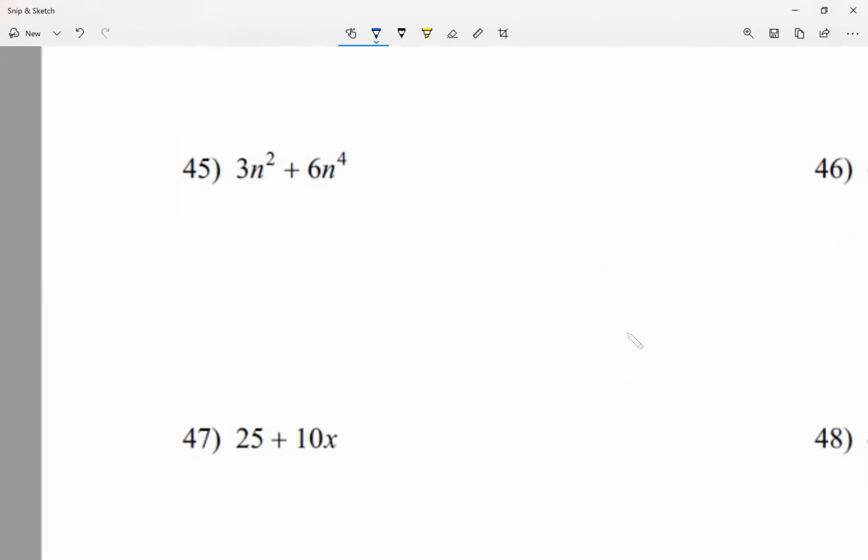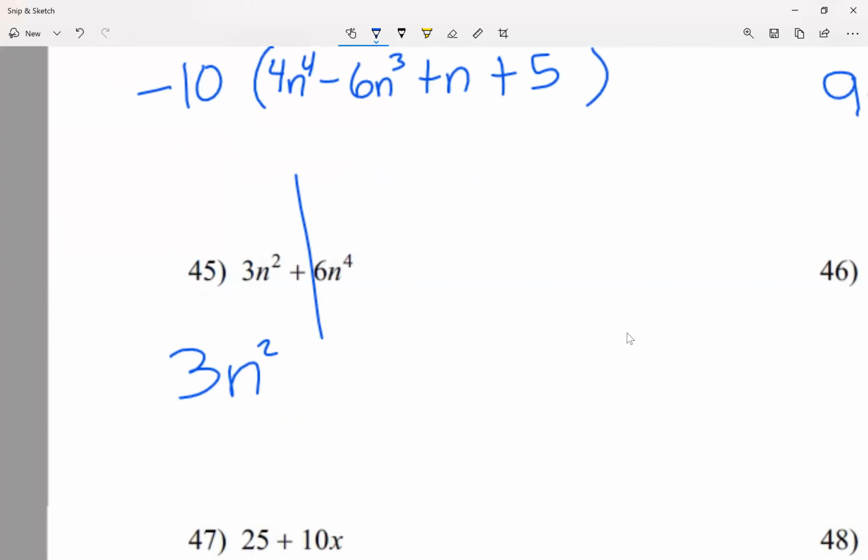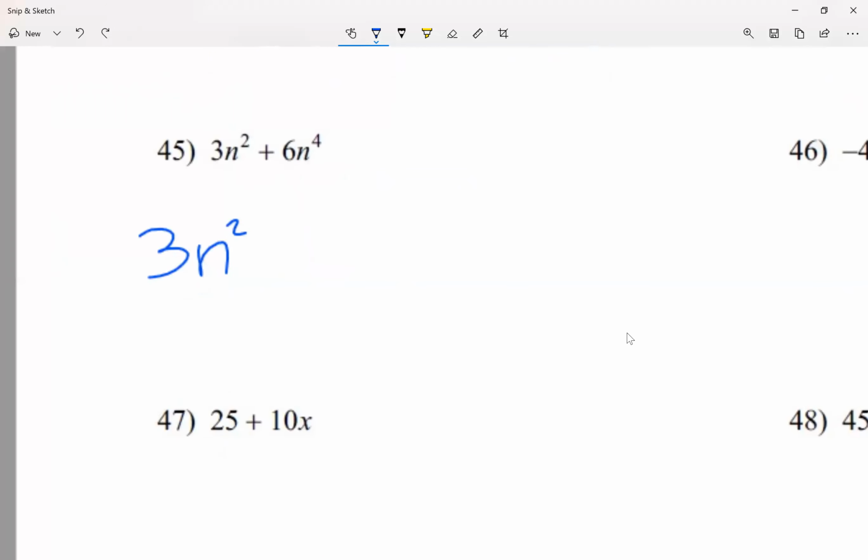Let's take a look at question number 45. Number-wise, I can divide everything by 3. So I'm going to divide it by 3. Letter-wise, the smallest exponent is n to the second. So I'm going to divide everything by 3, and I'm going to subtract 2 from each exponent. Let me open my parentheses.